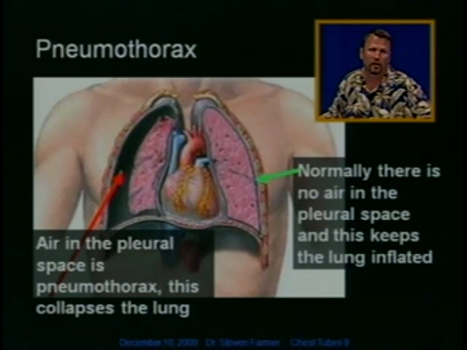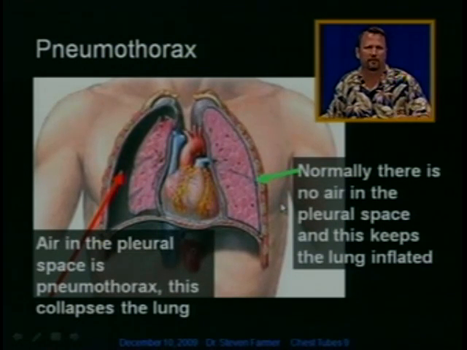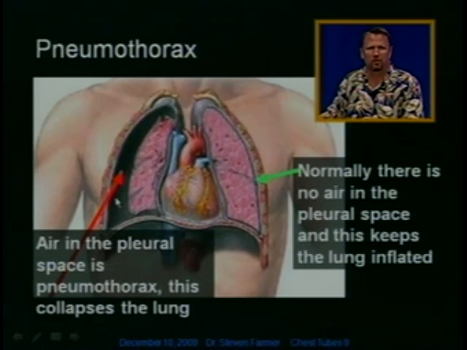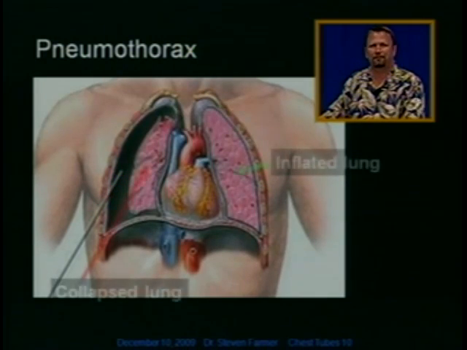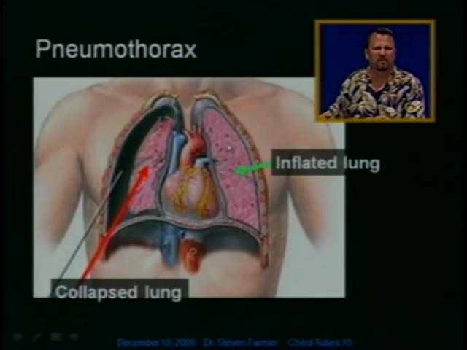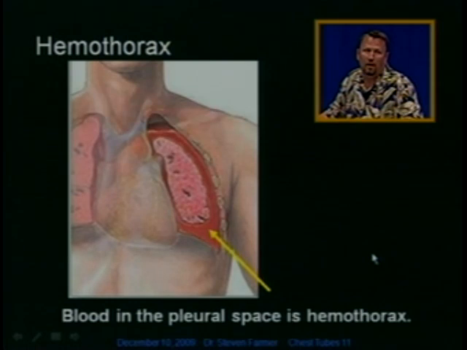We can see our lung has collapsed because some air has gotten into the pleural space. And this is called pneumothorax. Pneumo, air, thorax, the chest. All right. So air in the pleural space is pneumothorax. And this collapses the lung, and we'll talk more about that. And notice the inflated lung, the collapsed lung. We're going to look at some x-rays here in a second of all this.